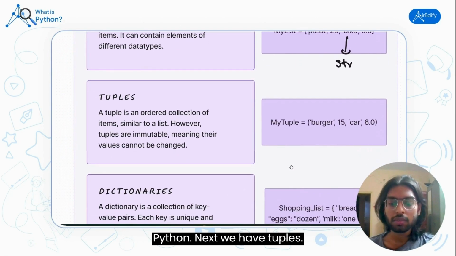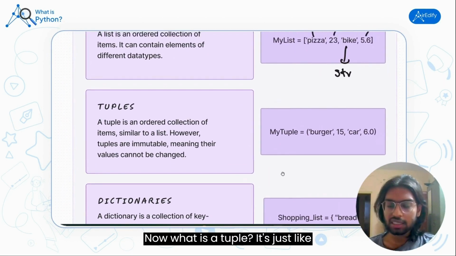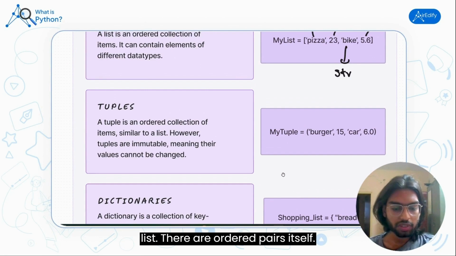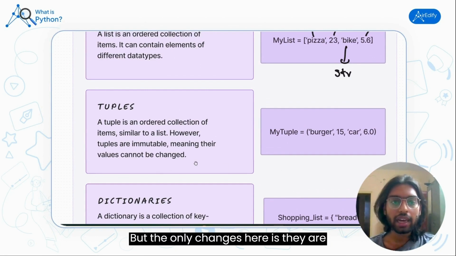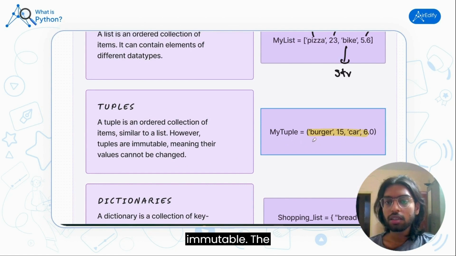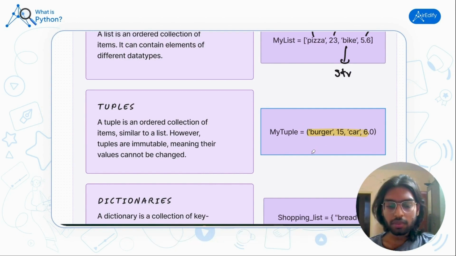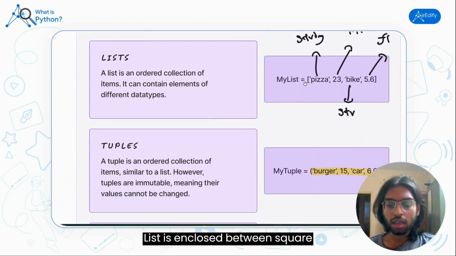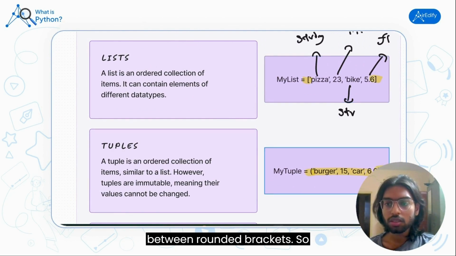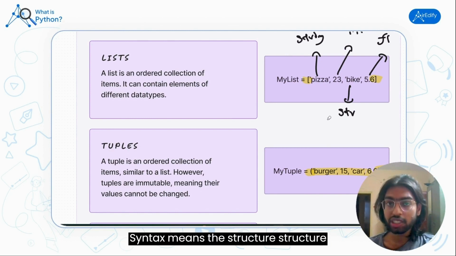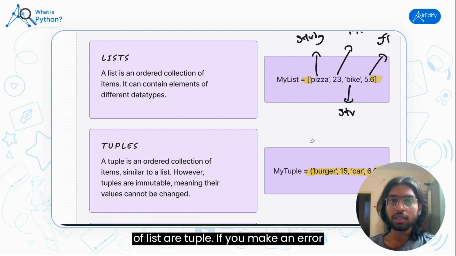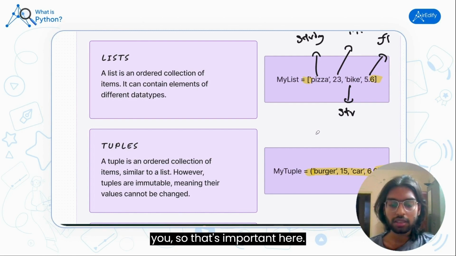Next, we have tuples. Now, what is a tuple? It's just like list. They are ordered pairs itself, but the only change here is they are immutable. Means the values inside this tuple cannot be changed. Another difference would be list is enclosed between square brackets and tuple is enclosed between rounded brackets. So be careful because this is a syntax. Syntax means the structure of list or tuple. If you make an error here, your computer might not understand you. So that's important here.